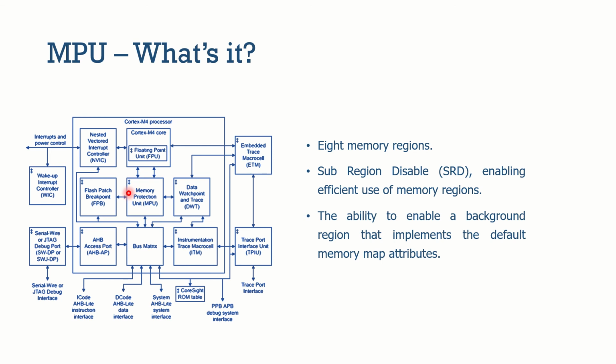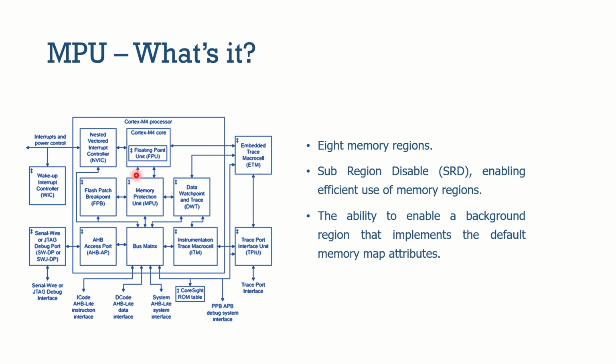I can disable the memory locations. To make it very precise, which area you got access, you can decide that. And the ability to enable the background region that implements the default memory map attributes is a very important point, and that's done through the memory protection unit. This MPU is meant for enhancing and making sure that the memory access is all perfect, and this MPU was not available and supported in the previous versions. This is a new inclusion.